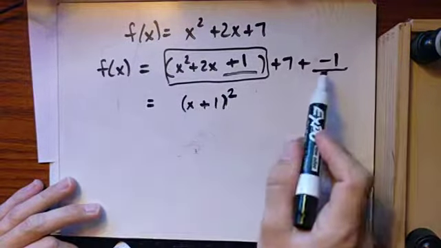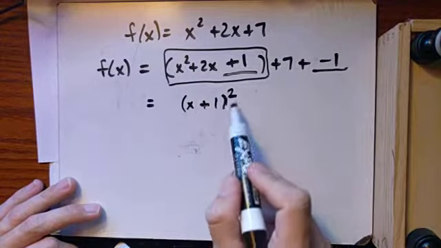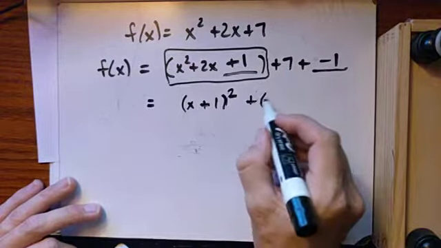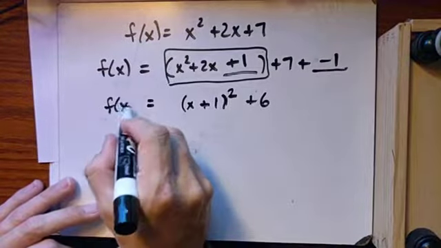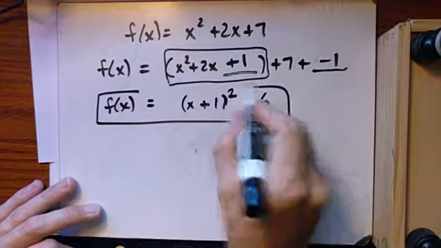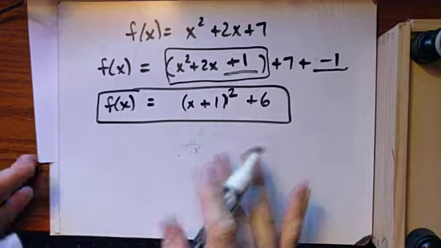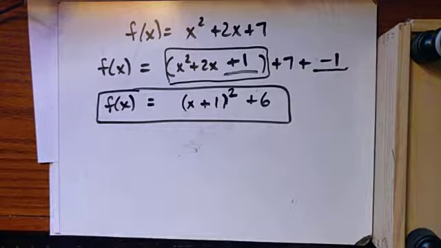So what I just did here was complete the square. And then 7 plus negative 1 is plus 6. And this is our vertex form. This is the vertex form. So if you like this process better, you can go ahead and do it.